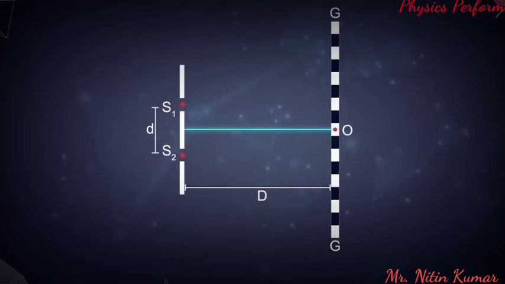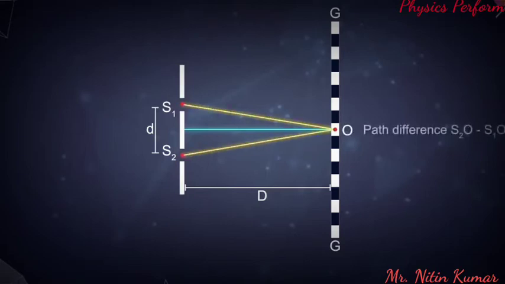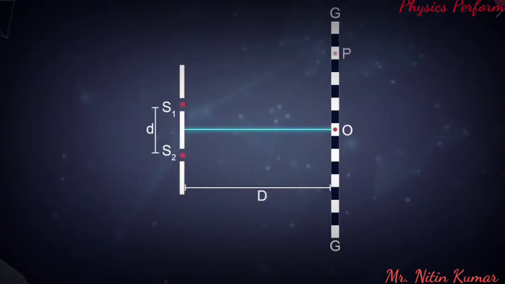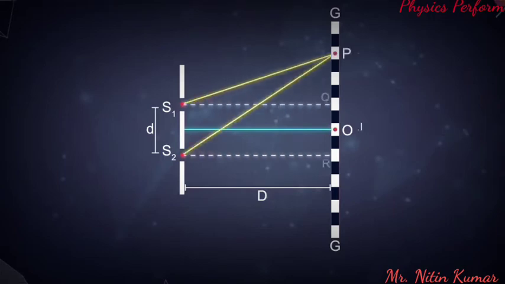Since the point O is at equal distances from S1 and S2, the path difference at this point, S2O minus S1O, is equal to 0. Now consider any arbitrary point P on the screen. For a bright fringe at point P, the path difference between the two waves reaching the point P must be equal to integral multiples of the wavelength, that is n lambda. Therefore, S2P minus S1P is equal to n lambda.